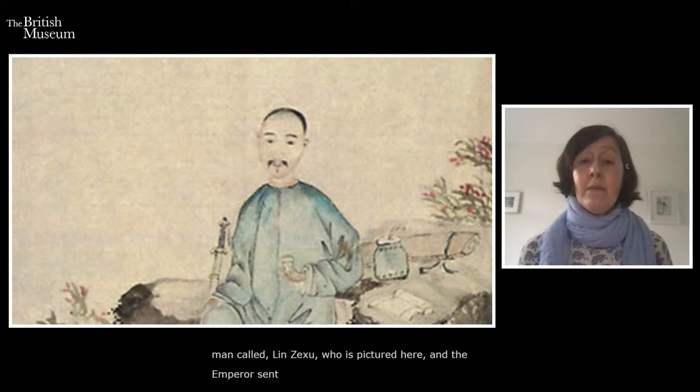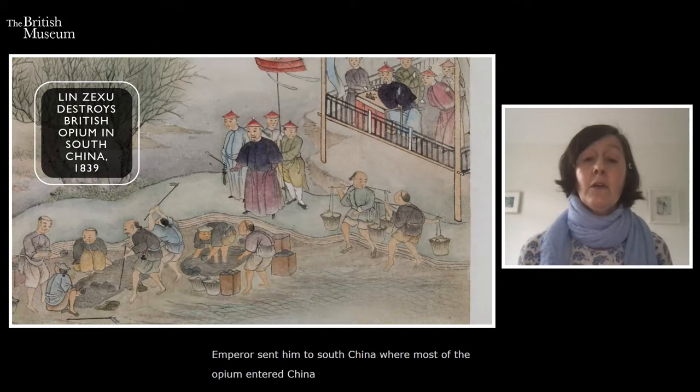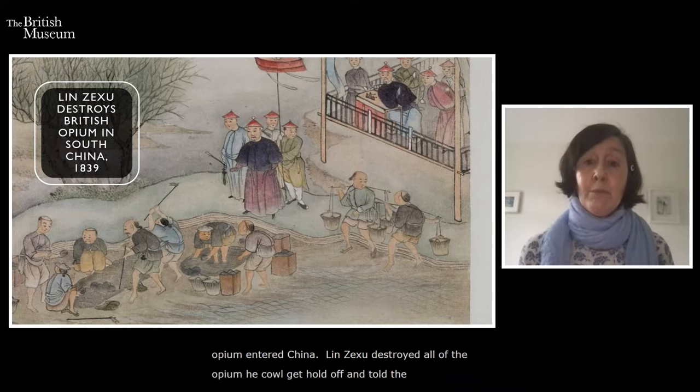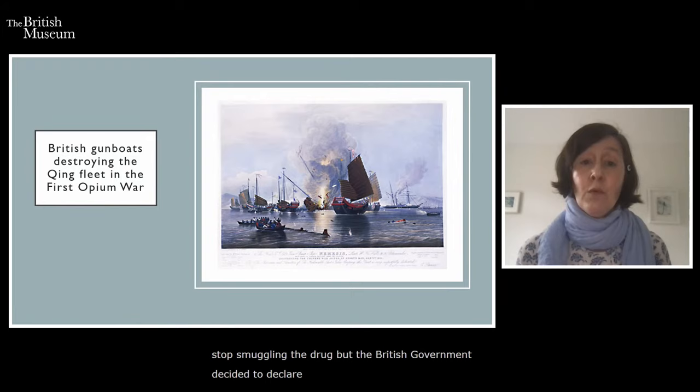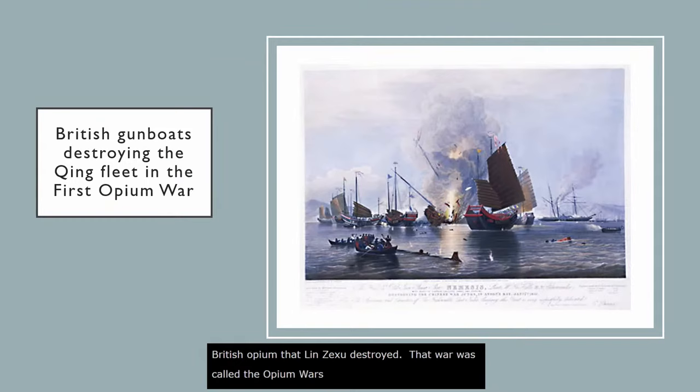Lin Zexu destroyed all the opium he could get hold of and told British and American opium traders that they must stop smuggling the drug. But the British government decided to declare war on China by sending a fleet of warships in order to demand compensation for the British opium that Lin had destroyed. That war was called the First Opium War, and it was the first war between China and a Western country. So the superior ships and guns of the British secured victory against the Qing in 1842.